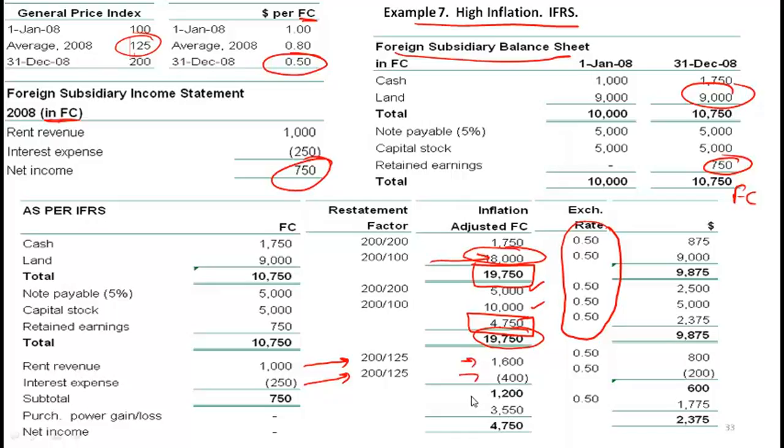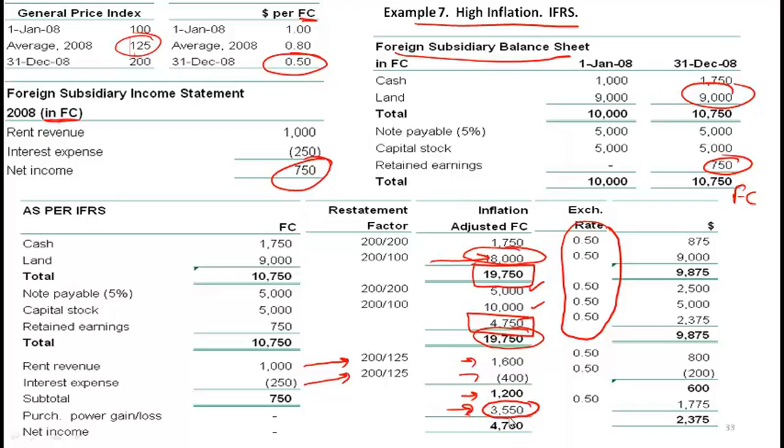So that is your subtotal or your income. But remember, what else did I say? In a very high inflation environment, you also need to put in your purchasing power gains and losses. Those are equal to 3550. Now, are you going to ask the obvious question, which is how can you plug? You don't know what the net income is.